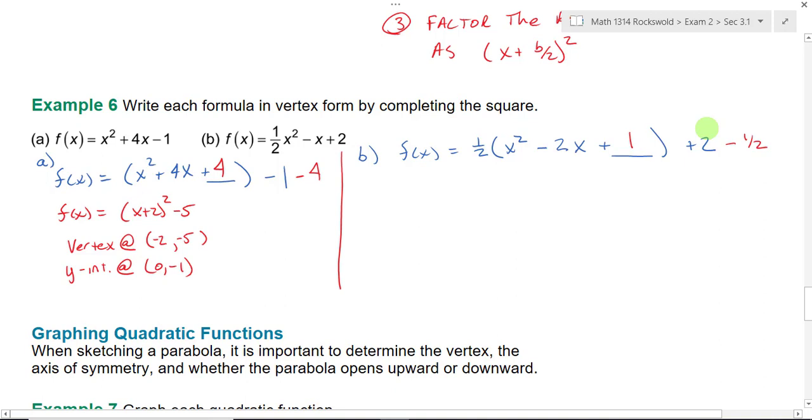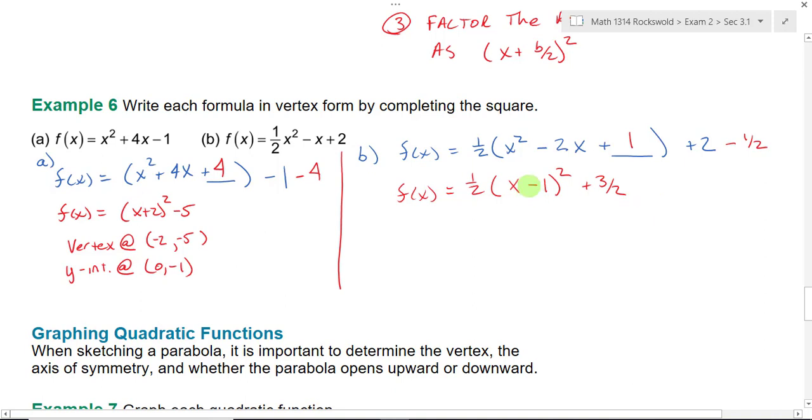This is the part that most people end up forgetting. If you have a constant out front, when you add a constant inside the parentheses, that constant term is also being multiplied by what's out in front of the parentheses. So my net gain here was a positive a half, and to zero that out I have to come along and subtract a half out here. Now I'm ready to factor this, and I end up with f of x equals 1/2 times x minus 1 squared, and then 2 minus a half is 3/2, and that you could get on your calculator.